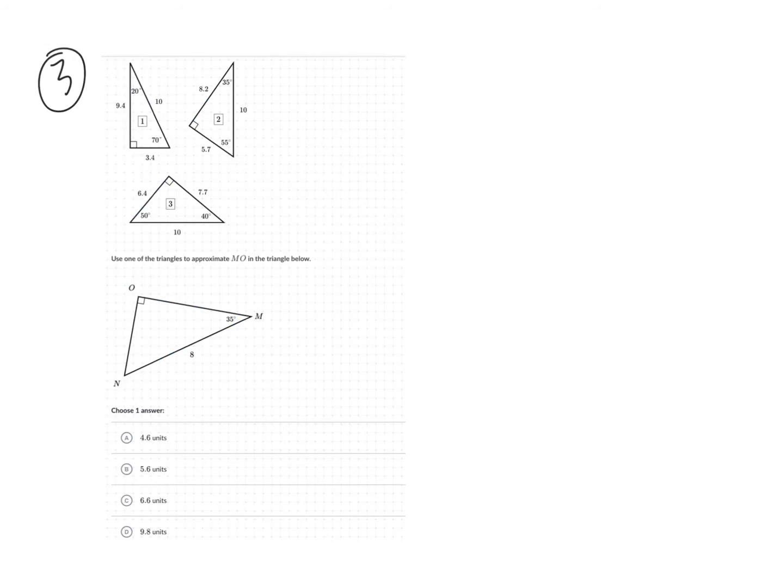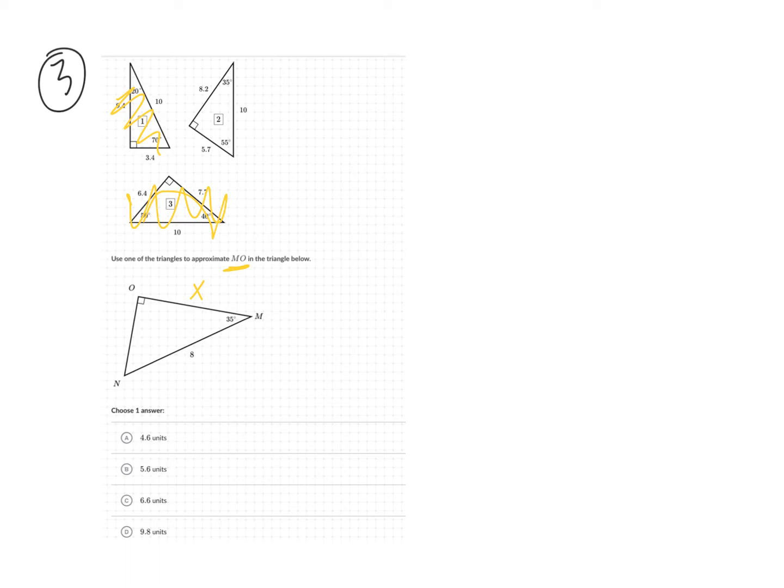Number 3. If I look down here, I have a 35 degrees in my triangle, so I'm going to use the triangle above that has 35 degrees. So I don't care about this triangle, nor do I care about this one. I'm only going to look at this one because it has 35 degrees. Now it says I want to know MO, so that's going to be my X.